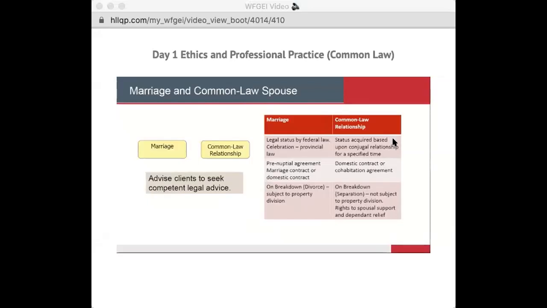The other section, of course, we have to look at is the whole question of marriage and common law spouses. First of all, marriage is a federal act. As it says, marriage is a legal status, and it's really governed by the federal laws. Even though the actual celebration happens under provincial law, in other words, the province administers the act, from a legal perspective it is a federal act.